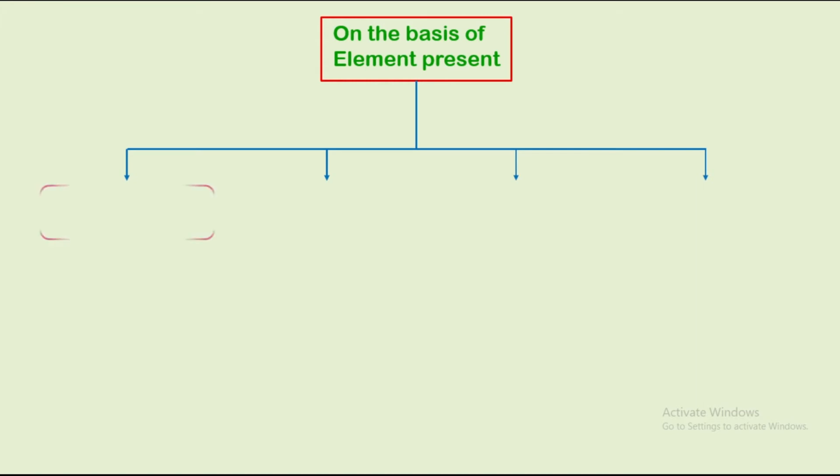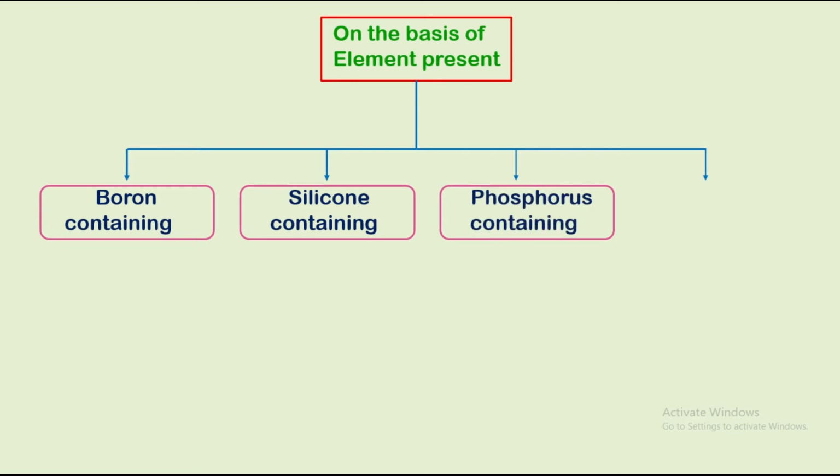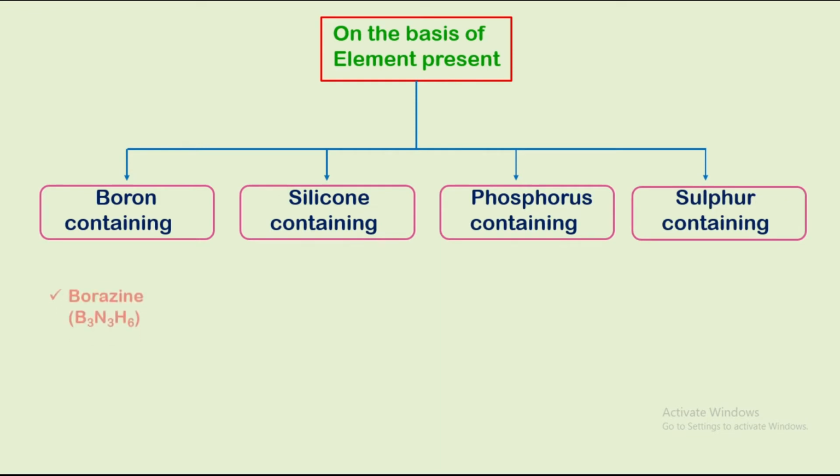The second classification is based on which element is present in the inorganic polymer. It is divided into four different types. First, the element boron. Second, silicon. Third, phosphorus-containing polymers. Fourth, sulfur-containing polymers.